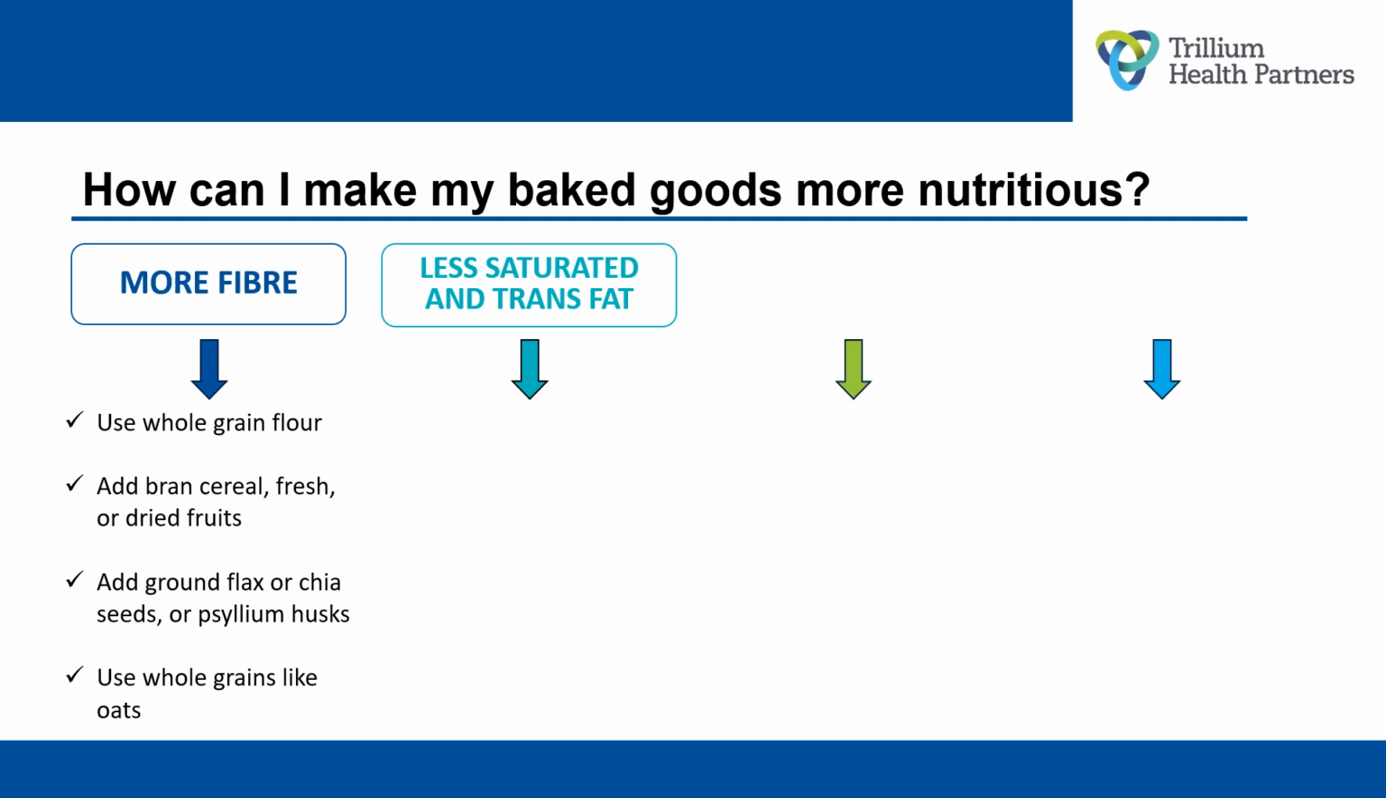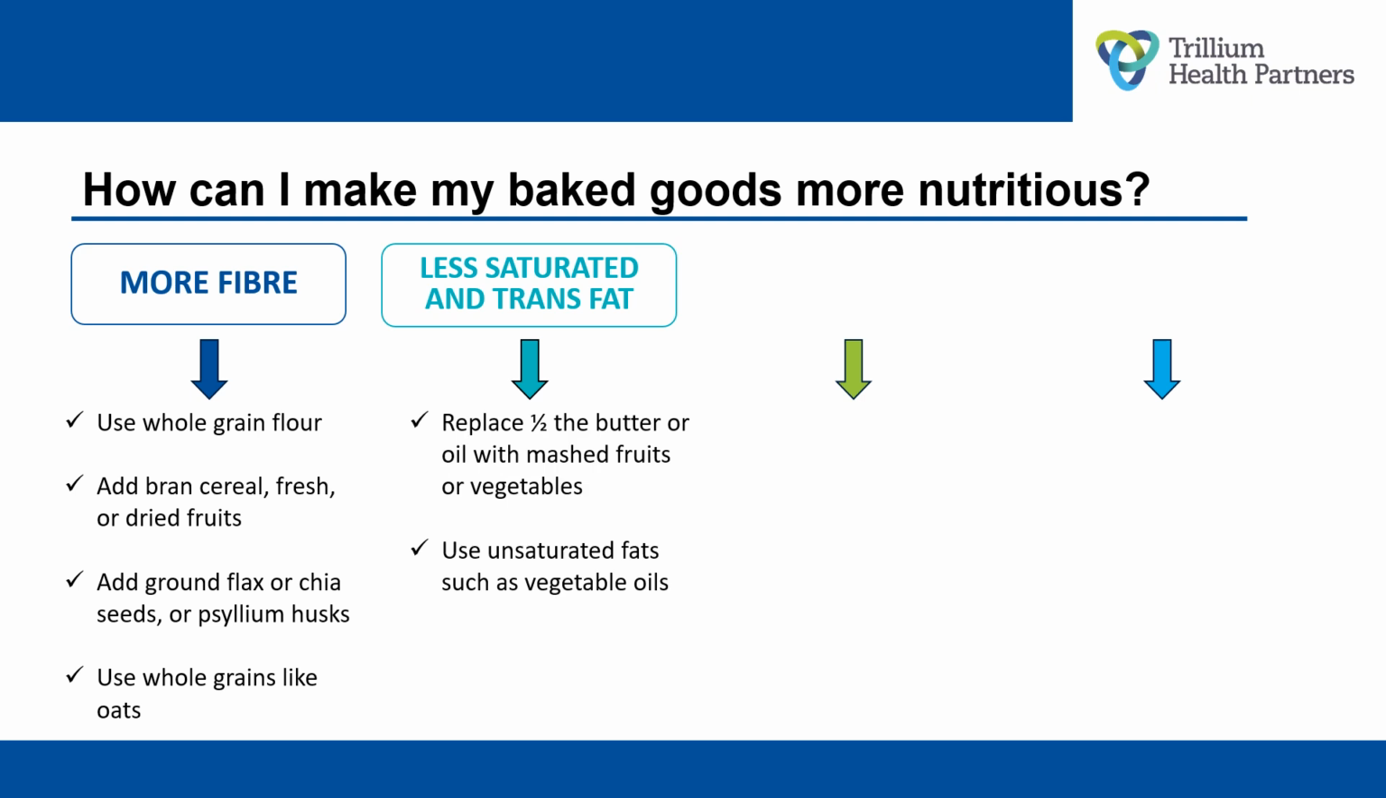Next, we can aim to get less saturated and trans fats. How do we do this? We can replace half the butter or oil with mashed fruits or vegetables. So think of something like mashed bananas. We can also use unsaturated fats such as vegetable oils.